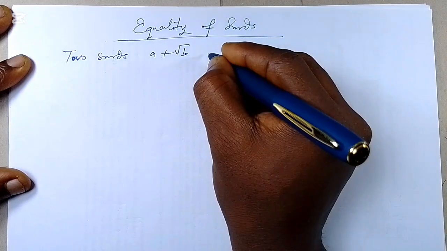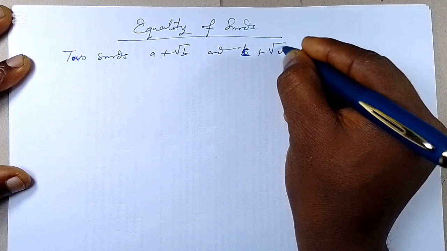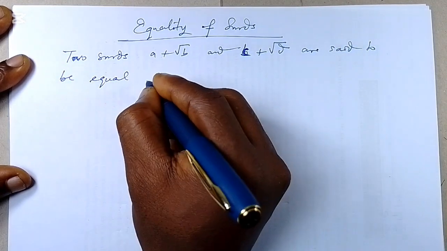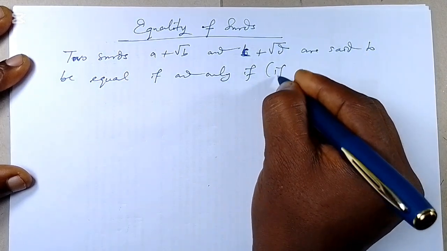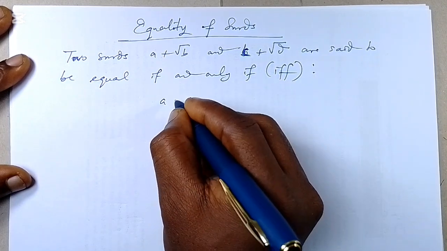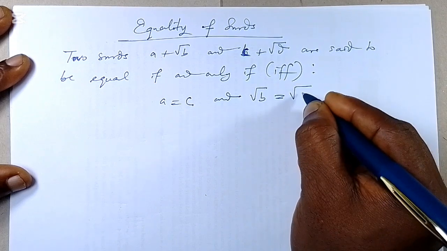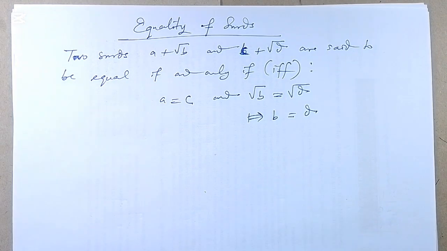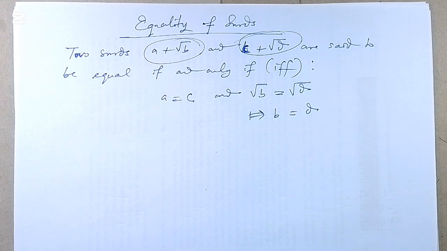A plus root B and C plus root D are said to be equal if and only if, that is IFF, if and only if A is equal to C and root B is equal to root D, which of course implies that B is equal to D. So if this condition is met for two surds, A plus root B and C plus root D, then it means that the two surds are equal. So please take note of that.